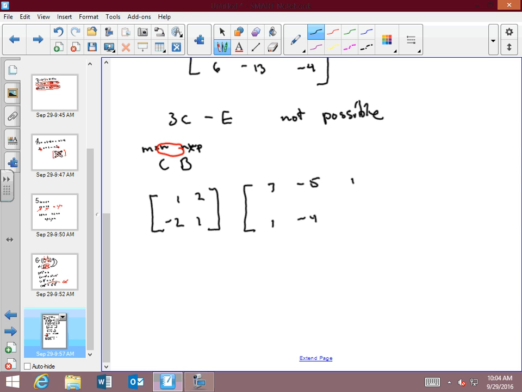A is 1 minus 3. So this is a 2 by 2, and this is a 2 by 3. So I better come up with what? A 2 by 3, shouldn't I? I better come up with this as a result.